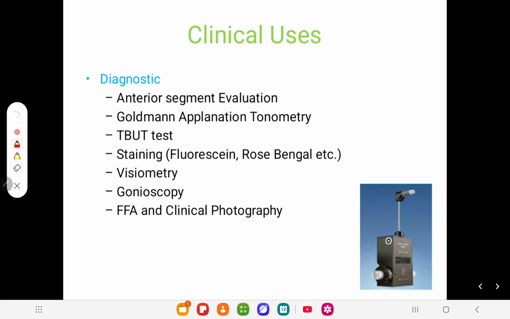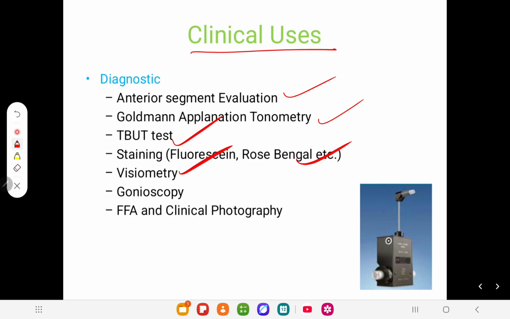So I just wrote two slides. Clinical use, diagnostics. What are the uses in diagnostics? Anterior segment evaluation, obviously the slit lamp is used. Obviously we use Goldmann applanation tonometry in addition to the slit lamp. Tear break-up time test, yes, on the slit lamp. Staining, definitely, and contact lens fitting is very helpful. Pachymetry we can do with the slit lamp.